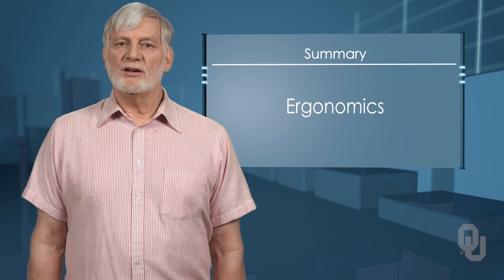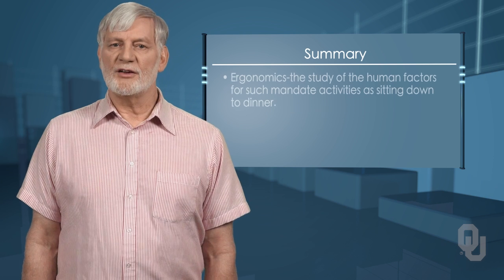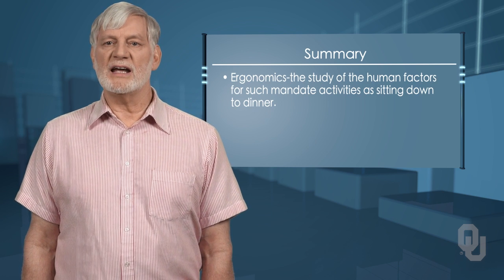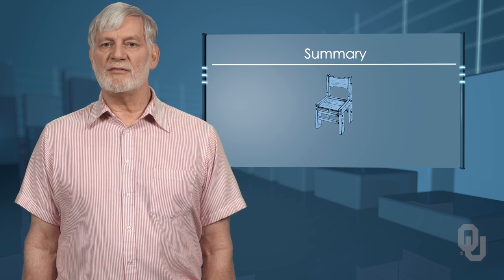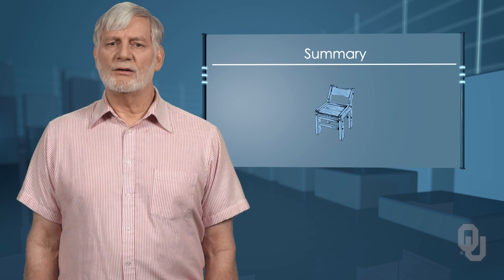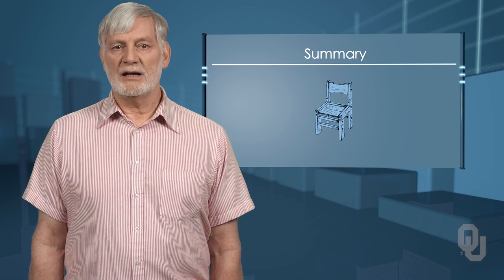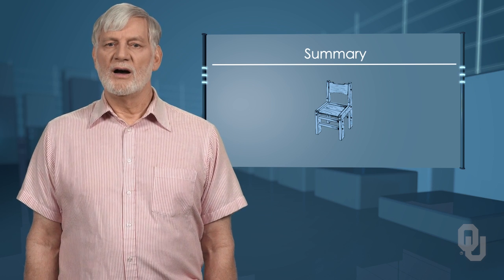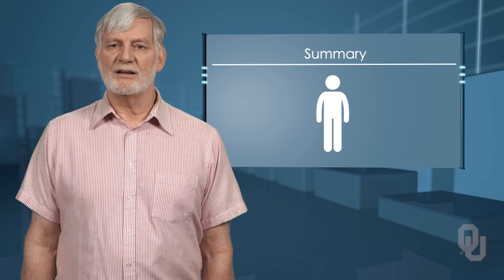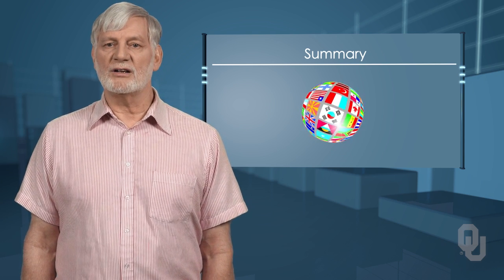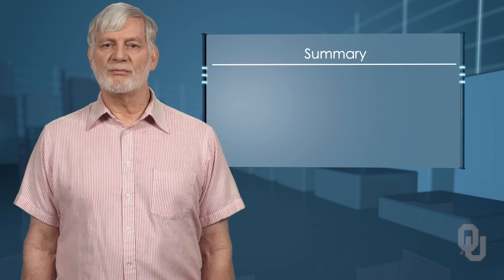This falls into the world called ergonomics, the study of human factors for such mundane activities as sitting down to dinner. How high should the seat be off the floor? And at what angle should the back of the chair lean, given that it's not adjustable? All this depends upon the average size of the people for whom the chair is designed. It also depends upon the culture in which the chair is to be used.